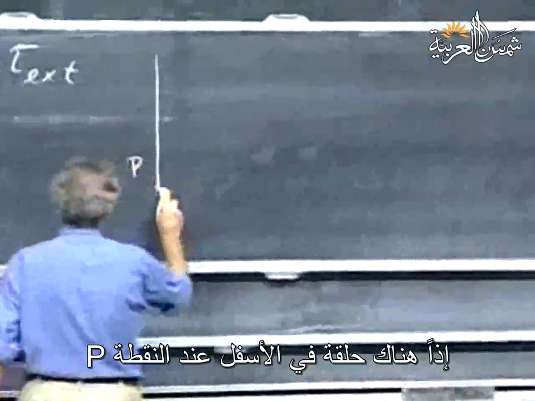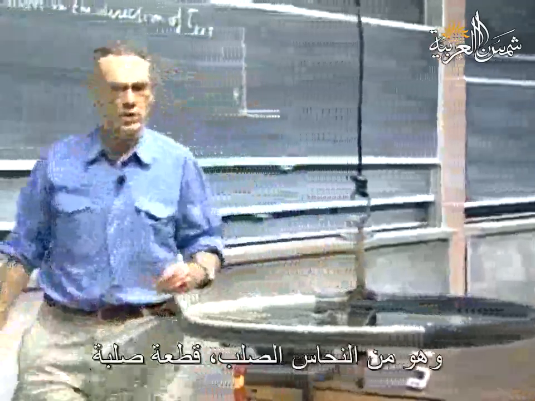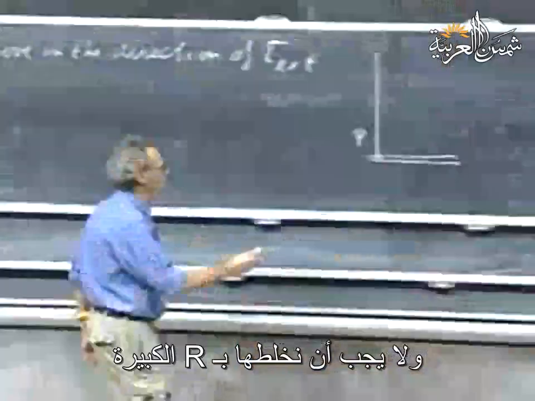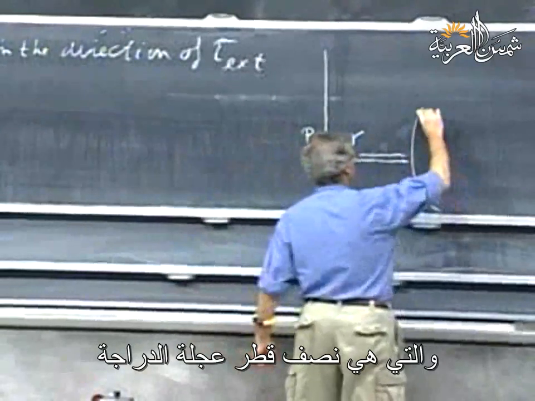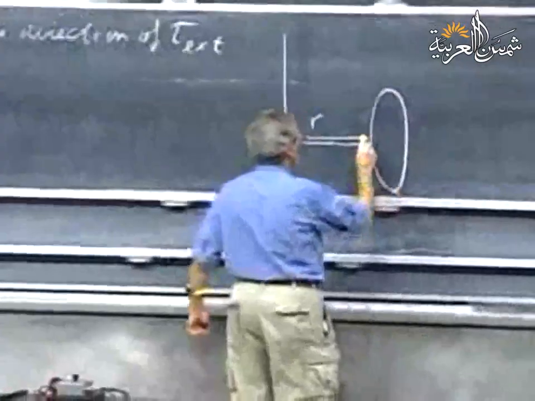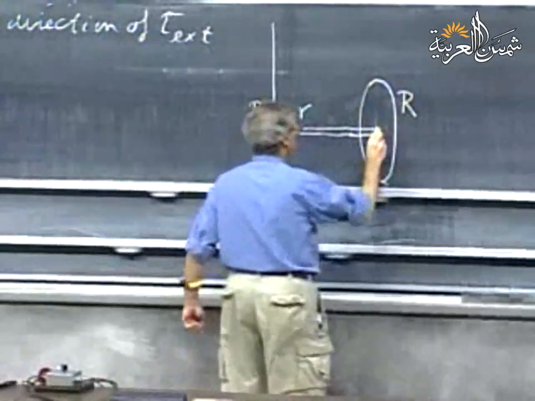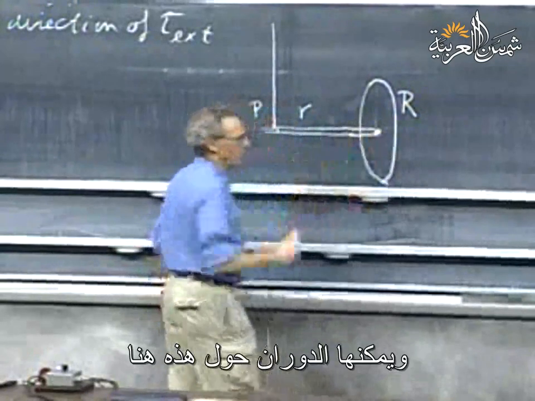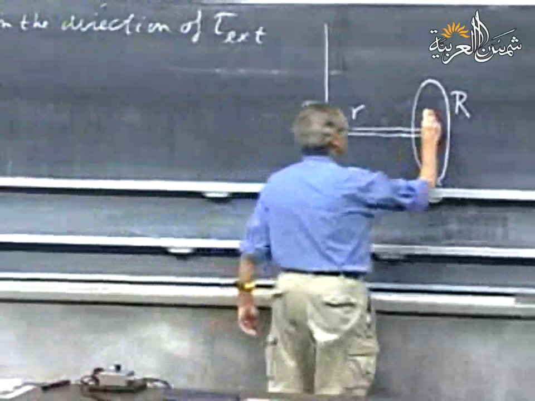So here at the bottom, at this point P, there's a loop, and here is the axis of rotation of the bicycle wheel, which is a solid piece of brass, and I give that a length, a little r, not to be confused with capital R, which is the radius of the bicycle wheel. So this, capital R. And it can rotate about this here reasonably freely. I call that center point Q.